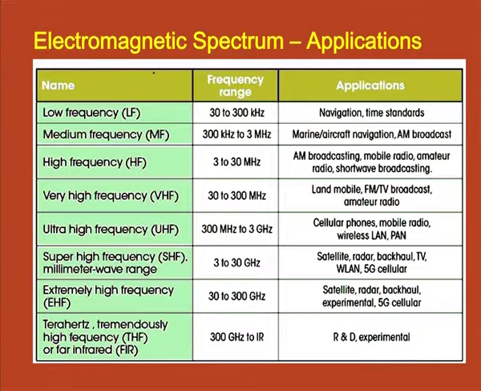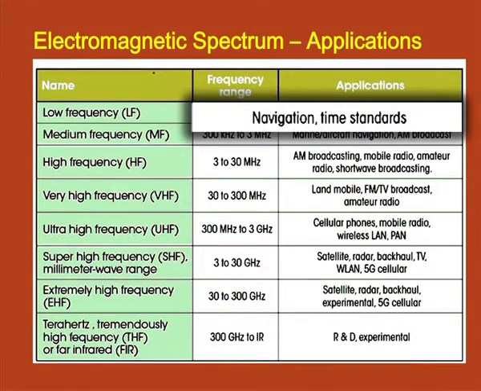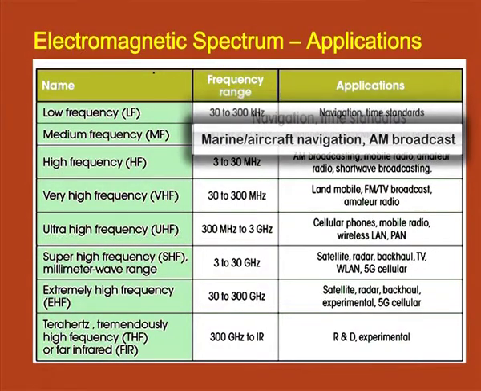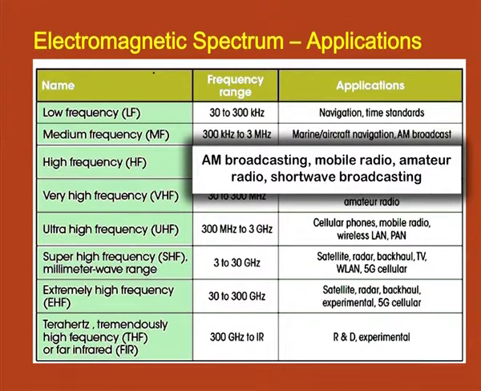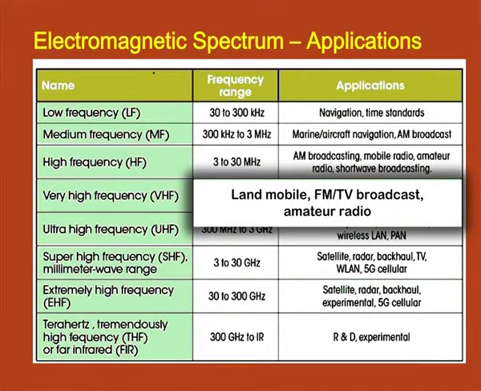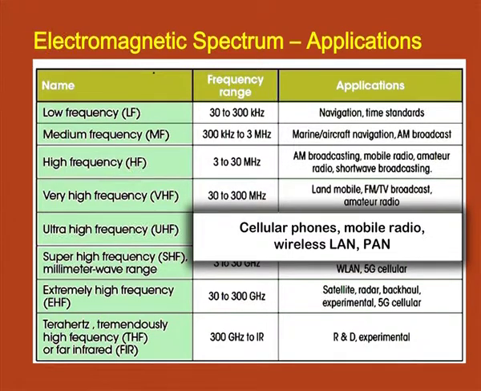You can see different applications which have been planned for different electromagnetic spectrum frequencies. For low frequencies, the main applications are navigation and time standards. For medium frequency, it is marine or aircraft navigation and AM broadcast. High frequency is the band in which most of the amplitude modulation broadcasting or mobile radio is done. Very high frequency is for land mobile, FM or TV broadcast. Ultra high frequencies are for cellular phones, mobile radio, wireless LAN and personal area networks.